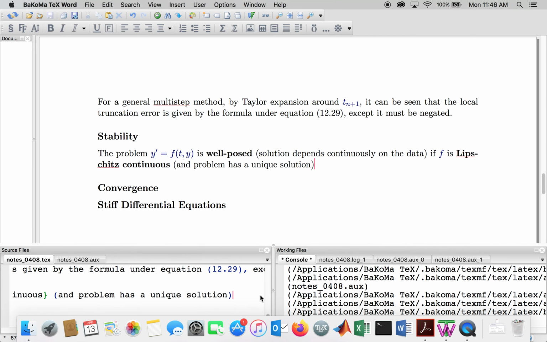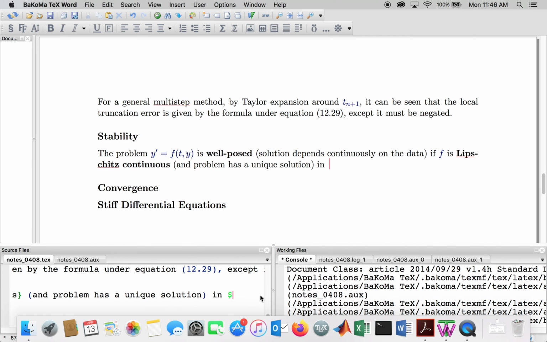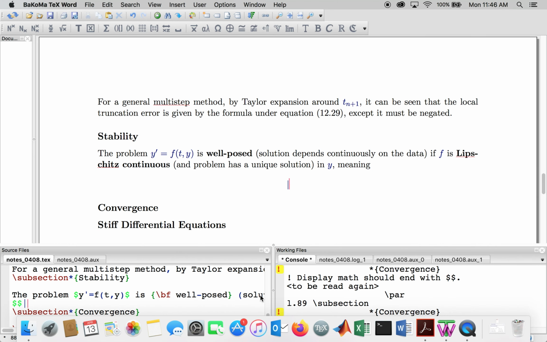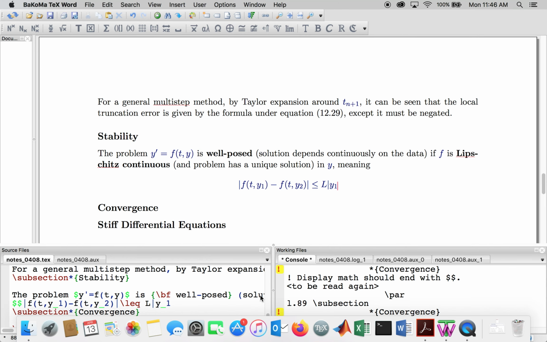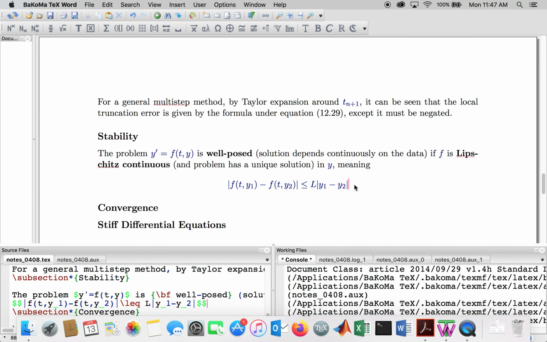The meaning of that, we've seen before, just refreshing your memory: the absolute value of f of t, y1 minus f of t, y2 is bounded by some constant L times the absolute value of y1 minus y2. So the change in f for two different y values, same t value, is bounded by a constant times the change in the y's. So that's for the underlying problem. What about the numerical method used to solve this problem? We actually want a similar condition for that.